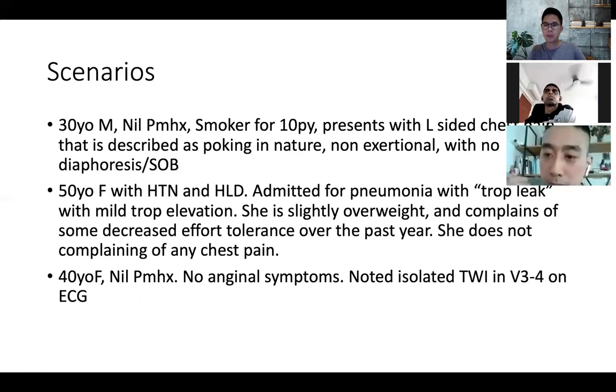So she has no symptoms, so in itself, I don't think there's a need to investigate. Two, bear in mind that she's 40 years old, she has low pretest probability. The likelihood of her having ischemic heart disease is very low. So I don't think there's a need to assess her cardiovascular status to prognosticate her.